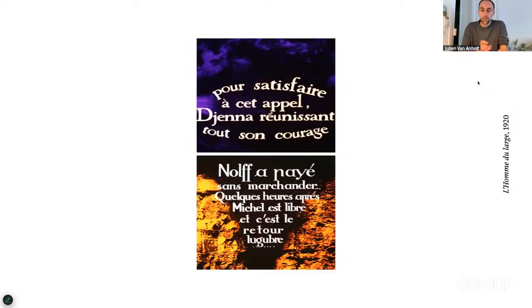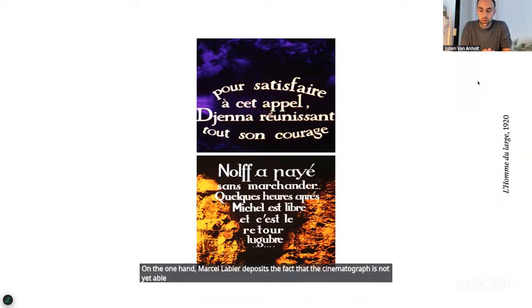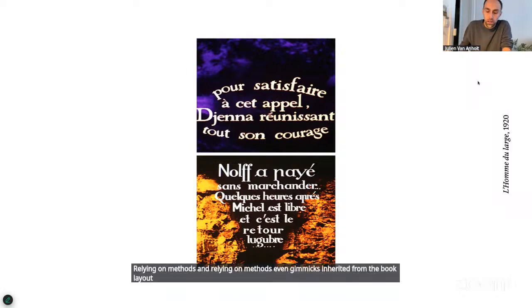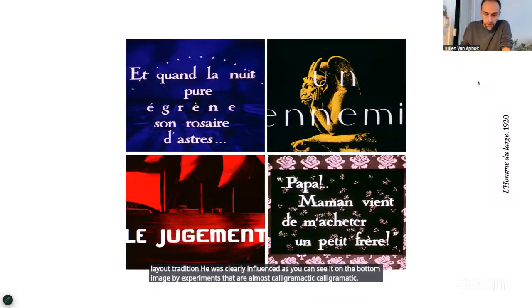On the one hand, Marcel L'Herbier deplores the fact that the cinematograph is not yet able to express itself solely by means of the image. And on the other hand, he invents a subtle interplay between characters and images, relying on methods and even gimmicks inherited from the book layout tradition. He was clearly influenced, as you can see in the bottom image, by experiments that are almost calligrammatic.